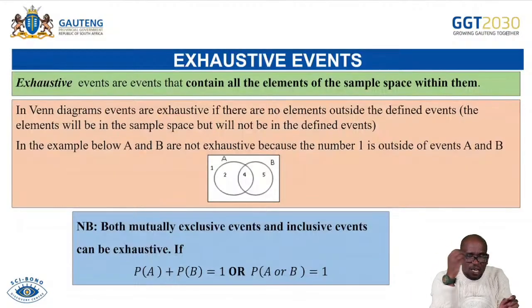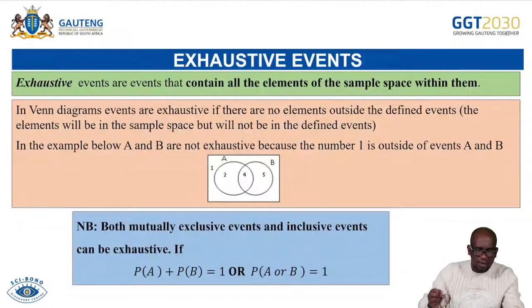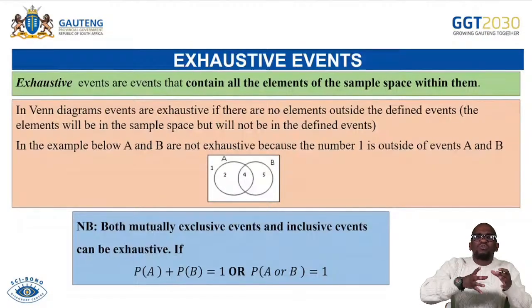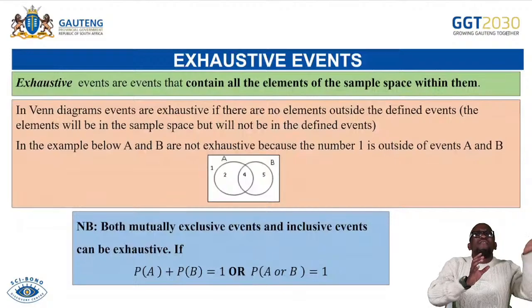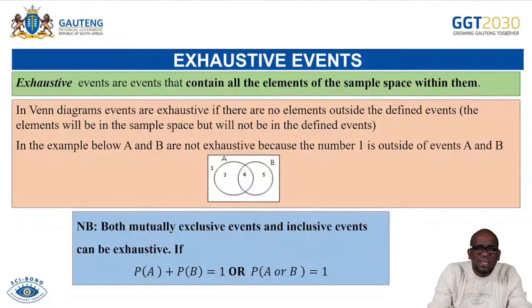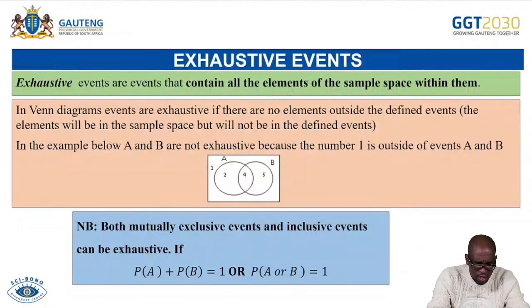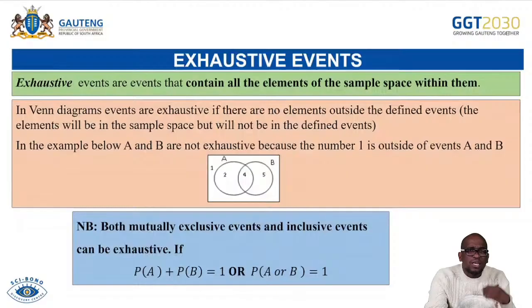The exhaustive events are events that contain all elements in the sample space within them. You remember I said they exhaust the sample space. So if the sample space has 10 elements, the 2 events, or the 3 events, that you are talking about will have all those 10 elements that are in the sample space. So the events exhaust the sample space, okay? There are no elements outside.